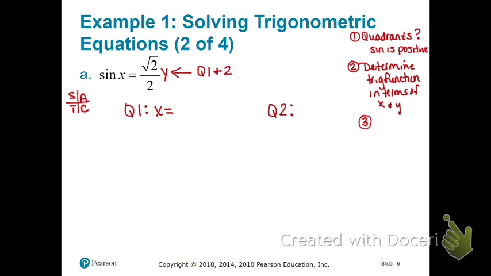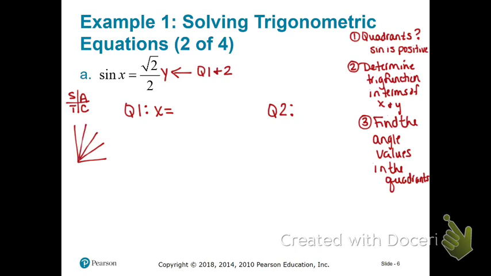No, I wasn't. Alright, so the next thing we're going to do is find the angle values in the quadrants. Alright, so in quadrant 1, where is my y value the square root of 2 over 2? Think about your hand. You need y to have a 2, so it's that angle there, which is what?